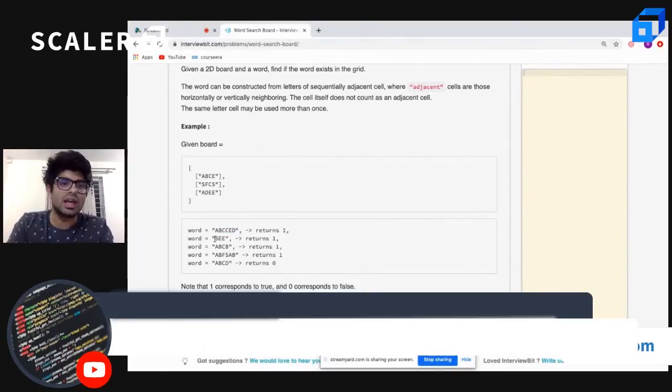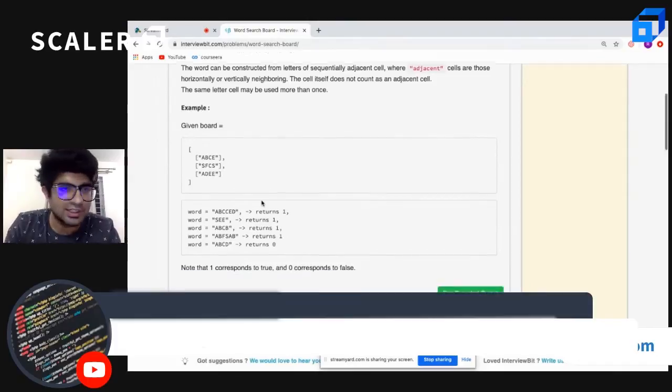Now for the other word, let's say I want to check whether I can create C from that matrix or not. So let's see where S is available to me, here and here. From here, I can see that there is no E available in the adjacent cells, so I can't create the word from this S, but I can create it from this other S. I can go here and then here. So the question is clear to us.